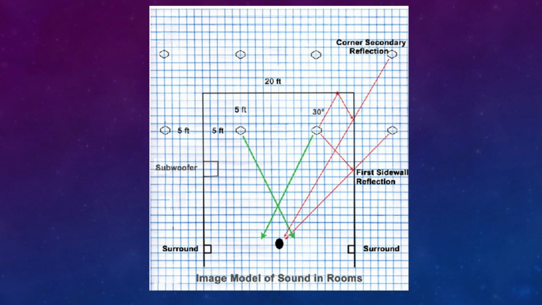Two stereo speakers would have 6 main reflections, as shown here. 2 noteworthy reflections are the first sidewall reflections and the corner secondaries. The strengths and the positions of the reflections depend on the positions of the speakers themselves and the radiation patterns.